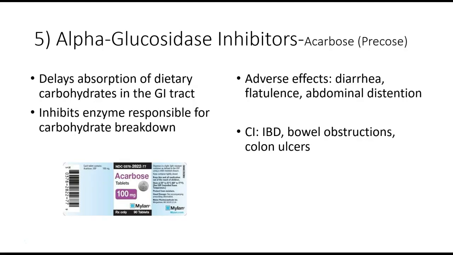Moving on to number 5, the alpha glucosidase inhibitors. Our main drug is acarbose, or Precose. These drugs are going to block the alpha glucosidase enzyme that's responsible for carbohydrate breakdown. So these work by keeping the blood glucose from creeping up too high after a meal. So they're delaying the absorption of dietary carbohydrate in the GI tract. So your major effects are, again, GI related because this drug is working in the GI tract. So diarrhea, flatulence, and abdominal distension are your big GI adverse effects.